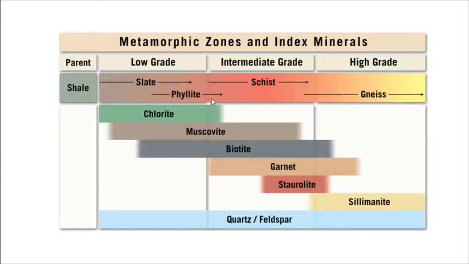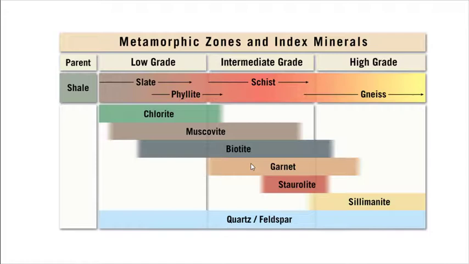Working your way up through here, you can use the assemblages of minerals to tell you what grade you're at. For example, if you have the mineral staurolite, let's say you have staurolite and muscovite, that's only going to happen right up in through here, intermediate to high grade schist. And this is a pretty simple diagram. Metamorphic petrologists have much more complicated diagrams, okay? But you get the idea.